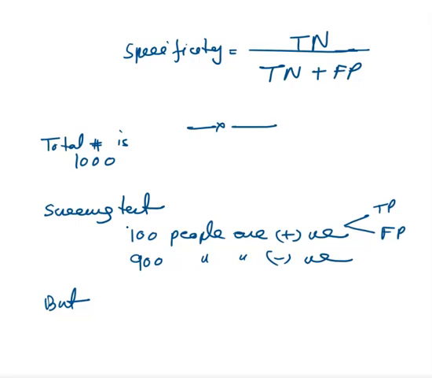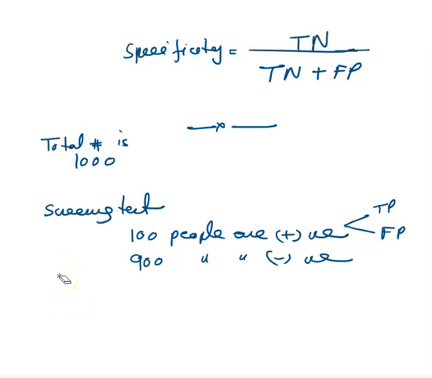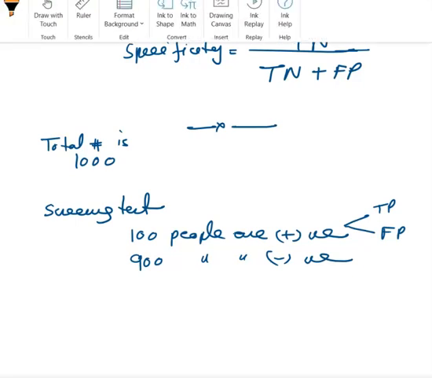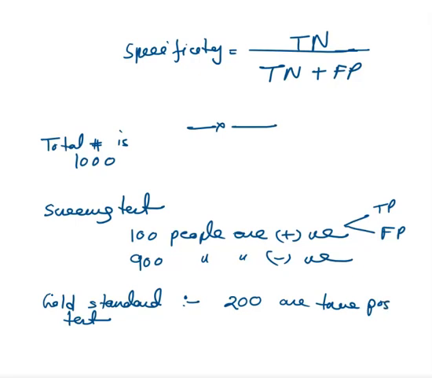So after that screening test, suppose we used a gold standard test. Gold standard test is something that will detect true positive cases 100%. Okay, suppose. So by using gold standard test, we know that total number of positive cases among this 1,000 is 200, our true positive. And so 800 are true negative.